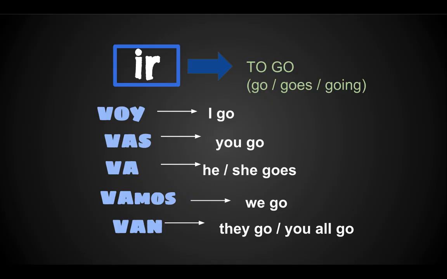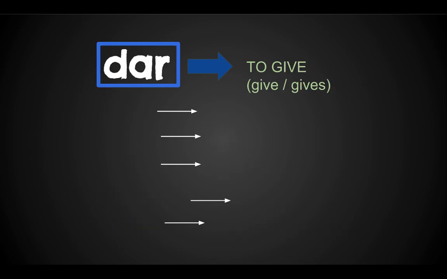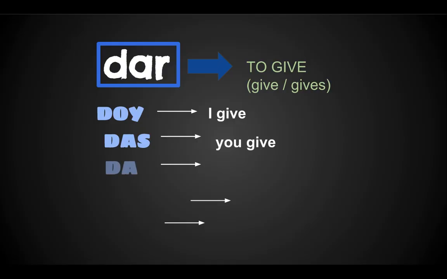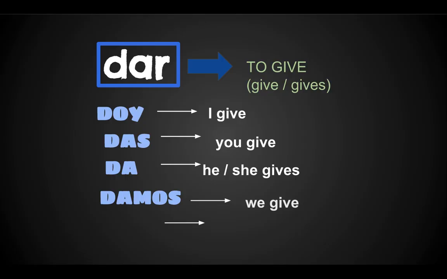Pause the video if you need to continue copying, but I'm going to go quickly so that this video will be under 5 minutes. The verb dar, it means to give or gives. And here are the 5 forms. Doy, I give. Das, you give. Da, he gives or she gives. Damos, we give. Dan, they give, or you all give.